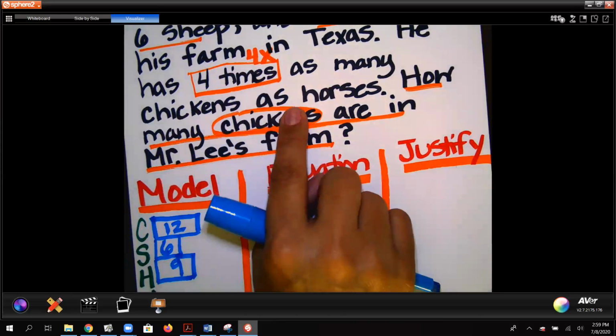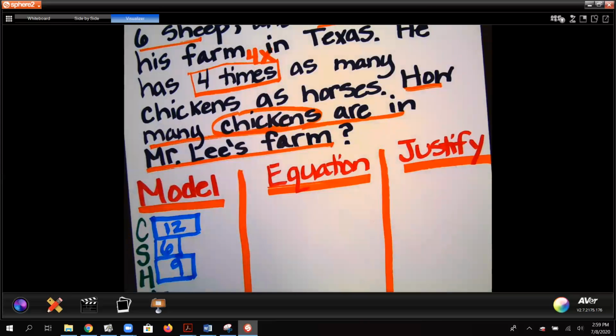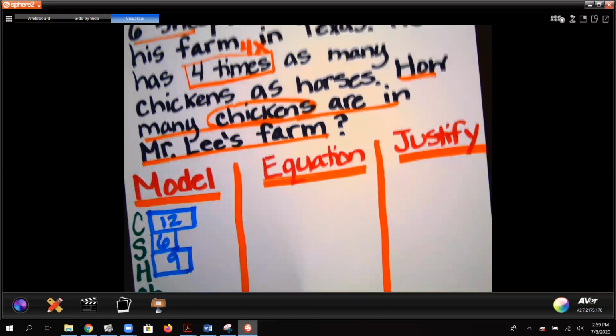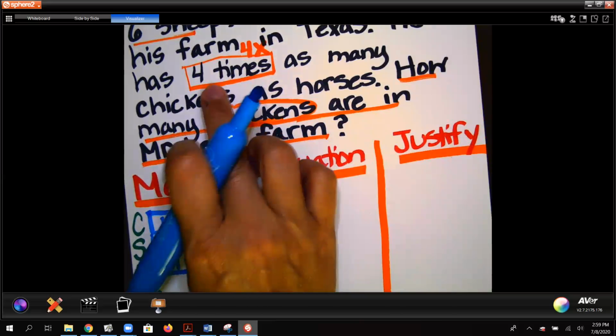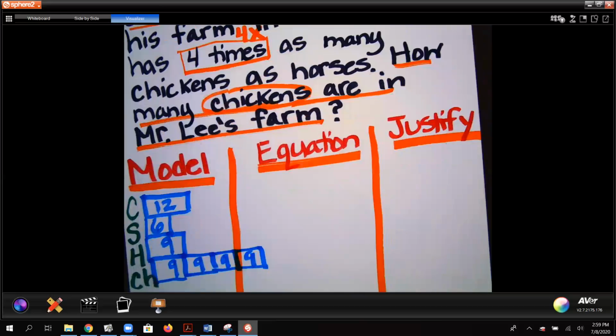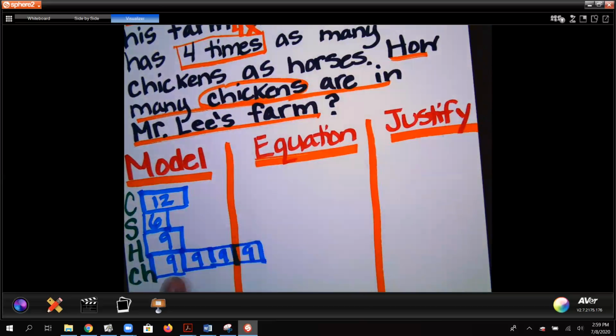Okay, so 4 times as many chickens as horses. This is called comparative language. You're comparing things. So chickens is 4 times as much as horses. Horses has 1 box of 9. Chickens has to have how many boxes of 9? 4, because it says 4 times. So 1, 2, and I'm going to go over the line a little bit. That's okay. 3, 4, and I'm going to put a 9 in each. So chickens has 4 times as many as horses. That's why I drew 4 boxes, because it's 4 times greater.